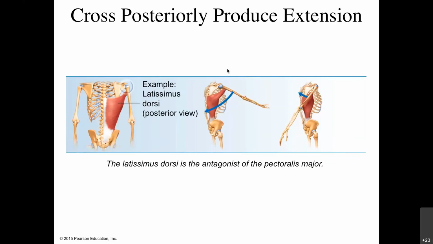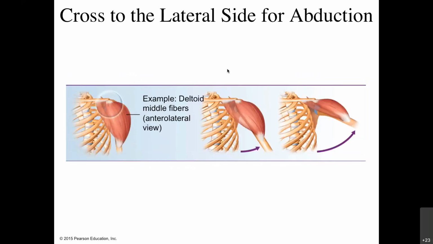Same is true with the elbow. If this is our body, the anterior side, flexion, the posterior side, extension. When we're talking about abduction and adduction, that's movement in this plane, the sideways plane. Things that cross on the lateral side, on the outside edge, are going to be responsible for abduction, or moving it away. So our deltoid helps us abduct at the shoulder joint.